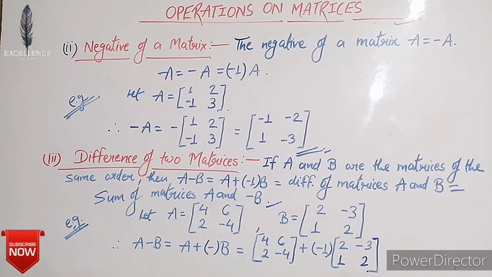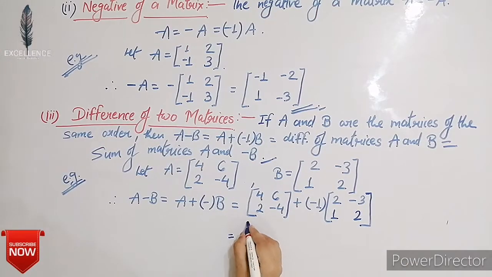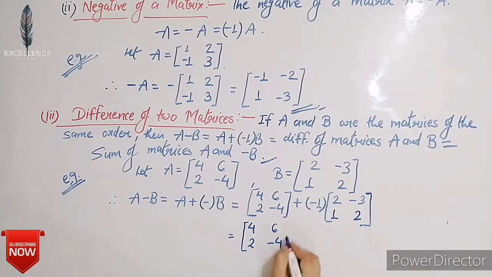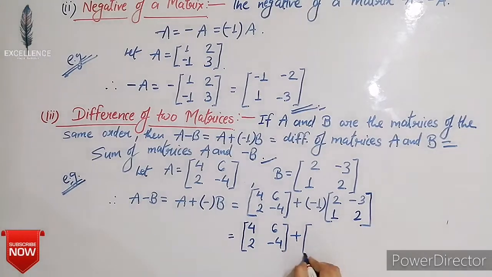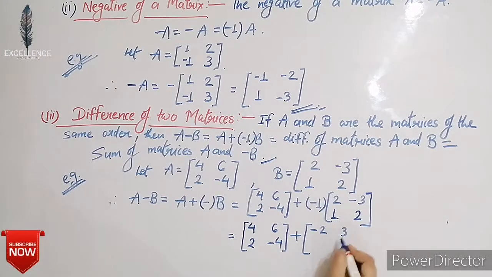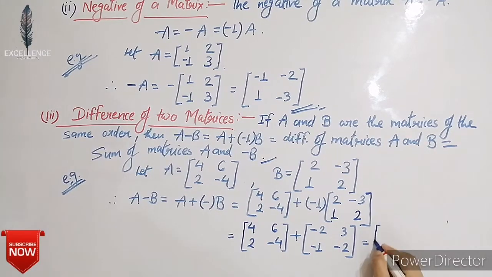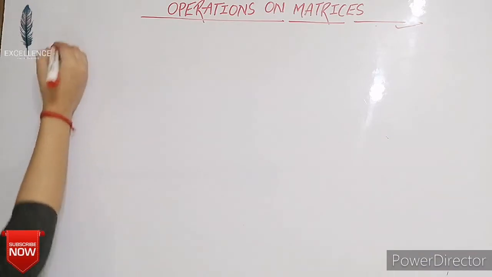That is equal to 4, 6, 2, minus 4 plus, when you multiply by minus 1, minus 2, plus 3, minus 1 and minus 2. Okay. Now, adding the corresponding elements, we have 4 minus 2, that is 2, 6 plus 3 is 9, 2 minus 1 is equal to 1, minus 4 minus 2, that is minus 6. It is the difference A minus B, the difference of matrices A and B.